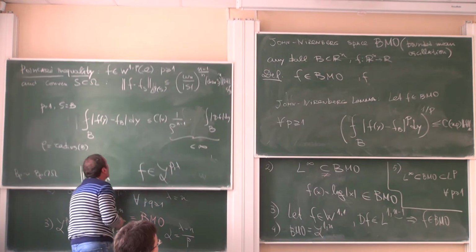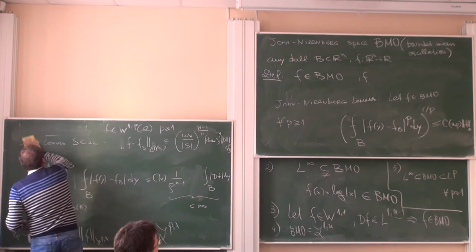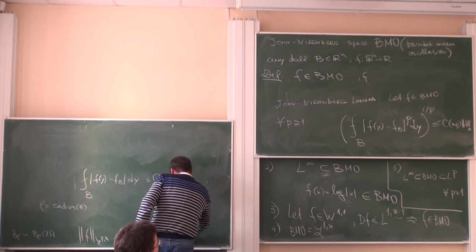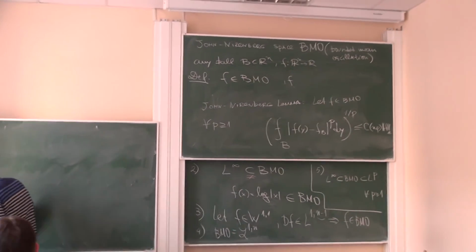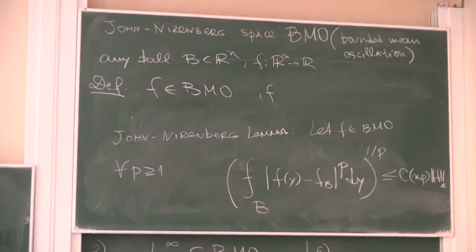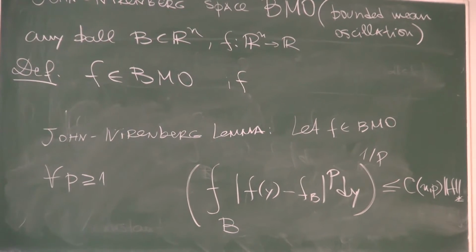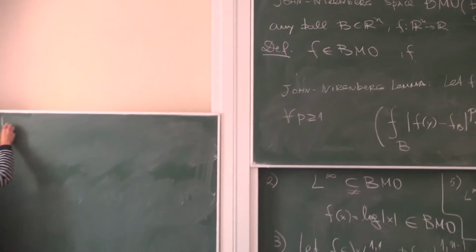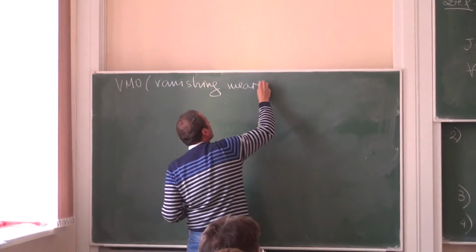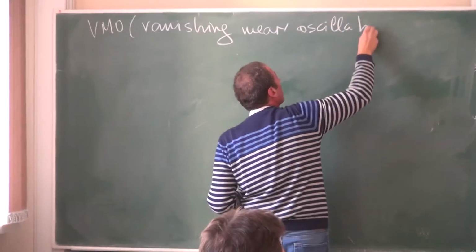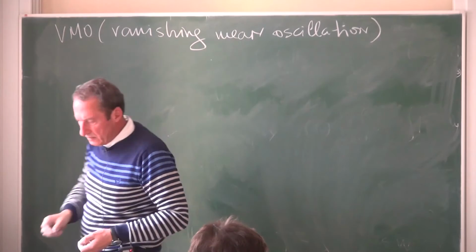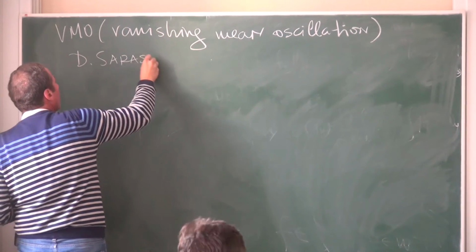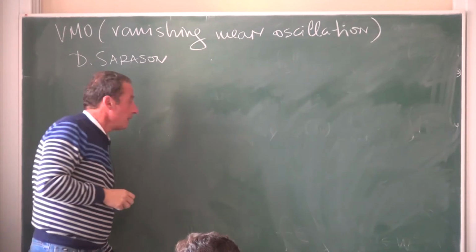Well, our next step is to introduce the space VMO. And VMO stands for vanishing mean oscillation. It was a space introduced by Donald Sarason, and the definition is this one.